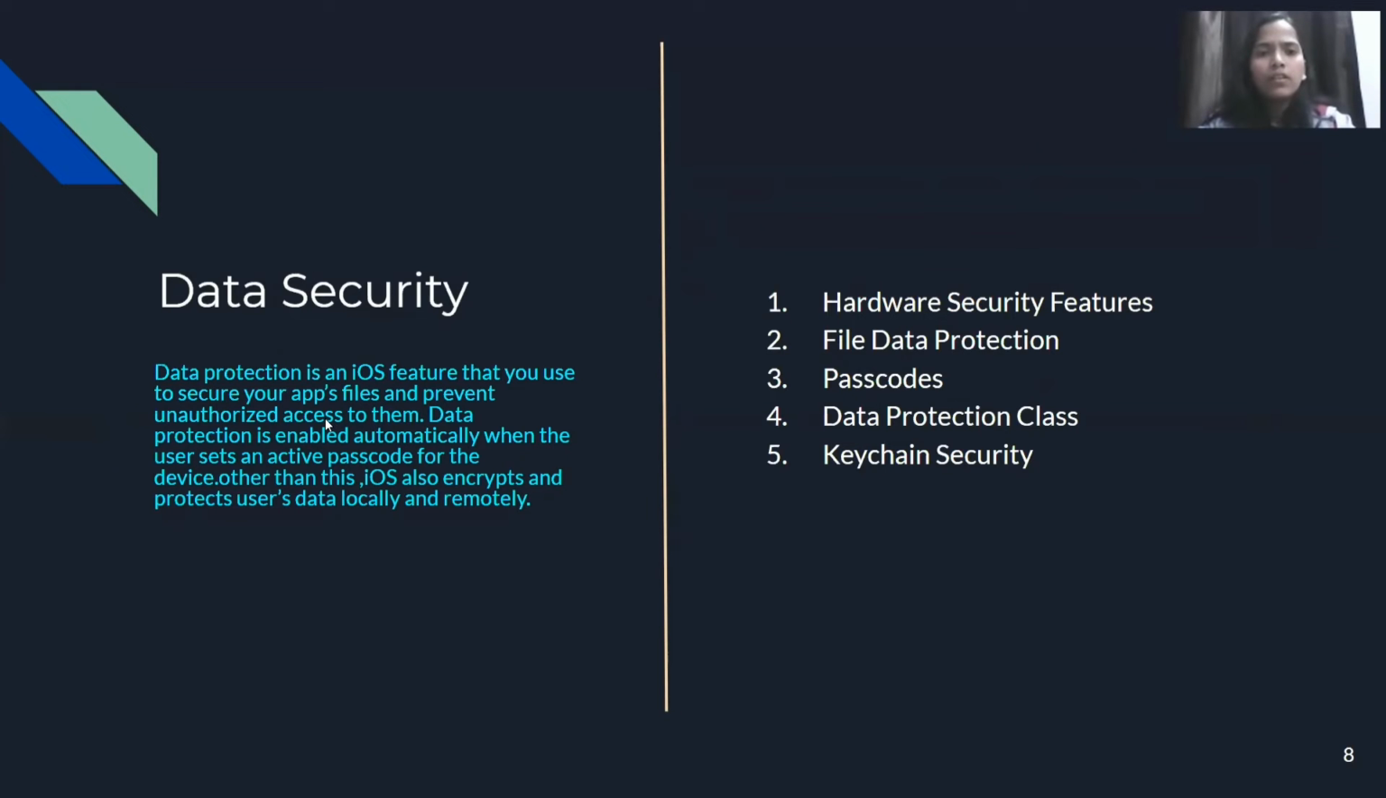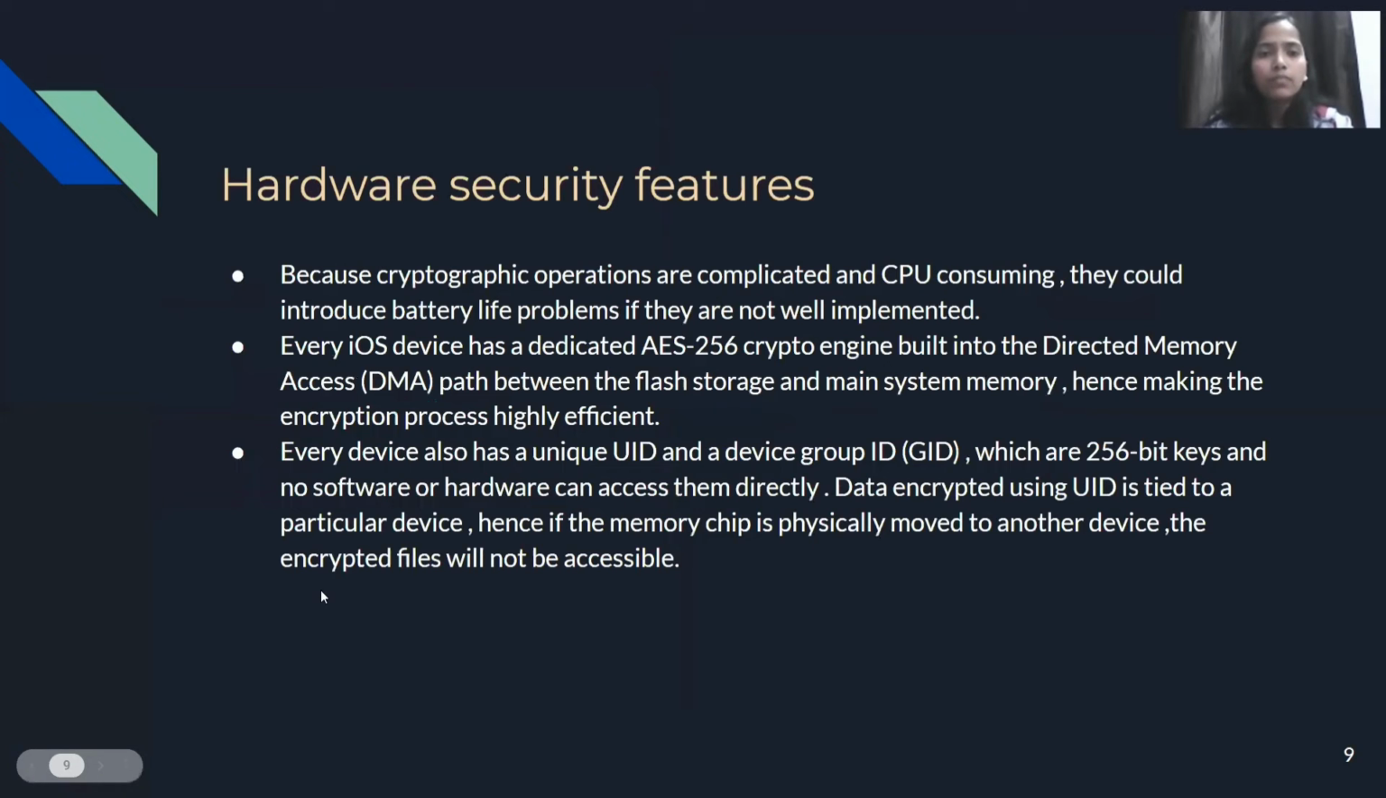Data protection in iOS features that we can use to secure our app files and prevent unauthorized access to them. Data protection is enabled automatically when the user sets an active passcode for the device. Other than this, iOS also encrypts and protects users' data locally and remotely. Under this, there are five parts: hardware security features, file data protection, passcode, data protection class, and keychain security. First of all, hardware security features.